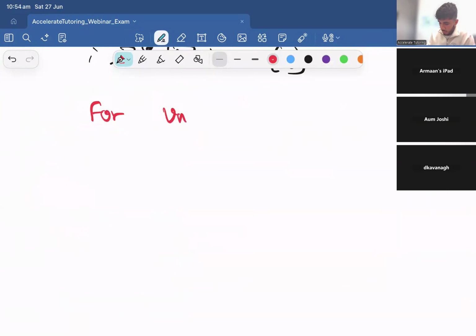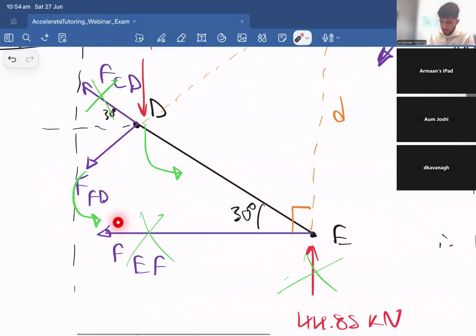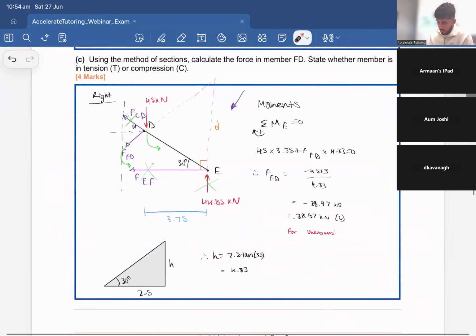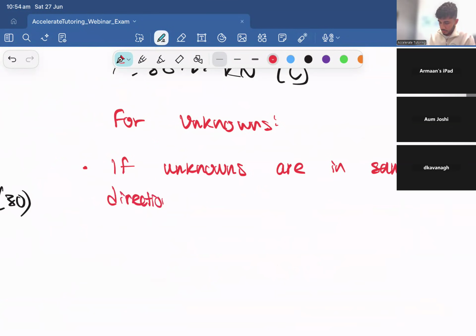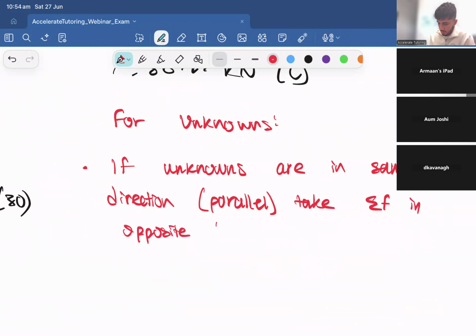For unknowns, and when I say unknowns, I mean these three forces that we've determined because we've made a cut. If unknowns are in the same direction, so they are parallel, take sum of forces in the opposite direction.